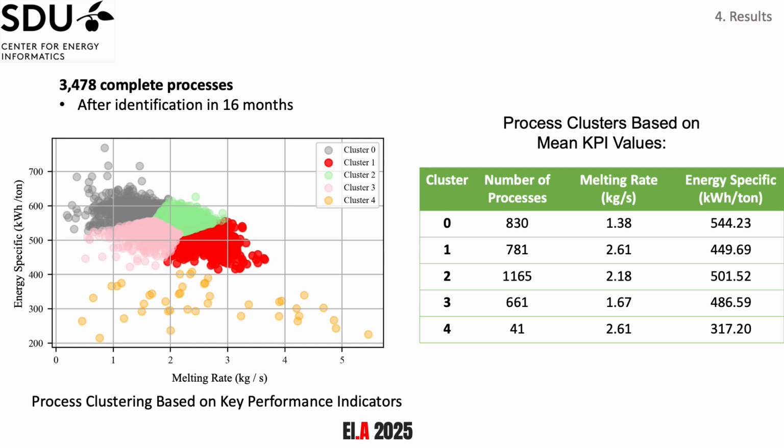And the left figure shows a result of the process clustering based on these 2 key performance indicators. And cluster 4 is the outlier cluster. And the table on the right side shows the details of those 5 clusters.